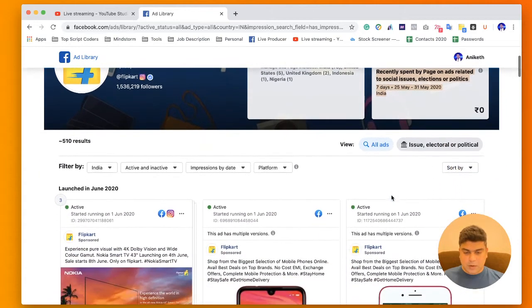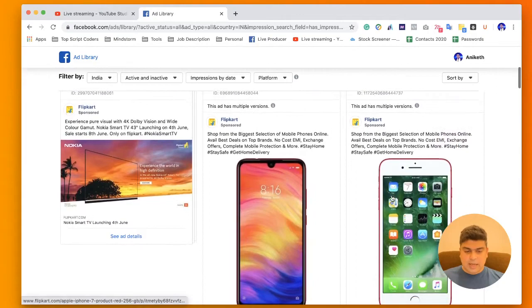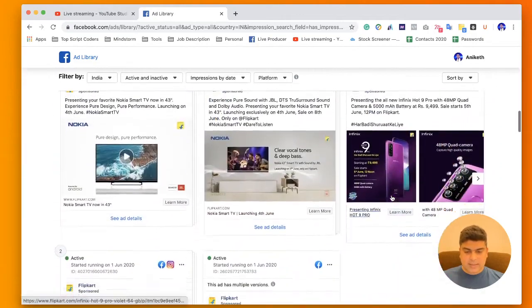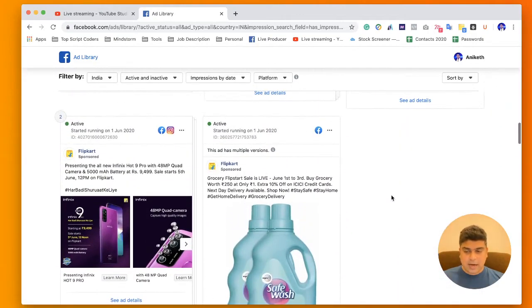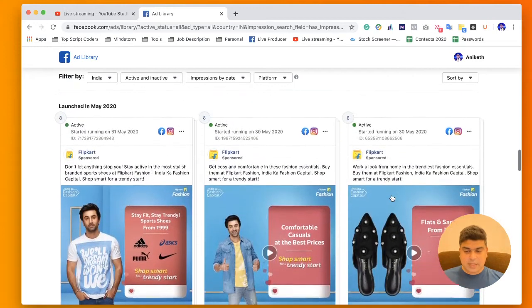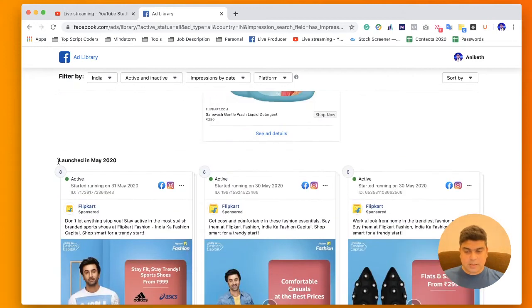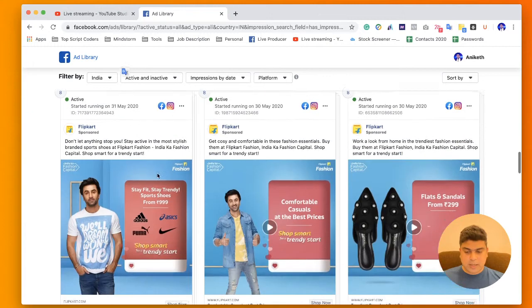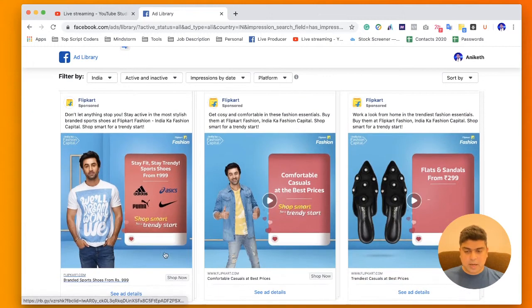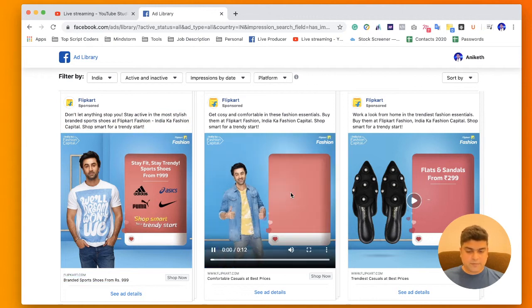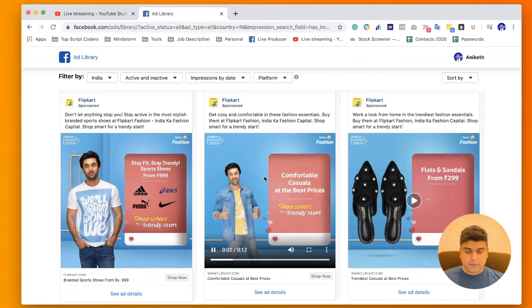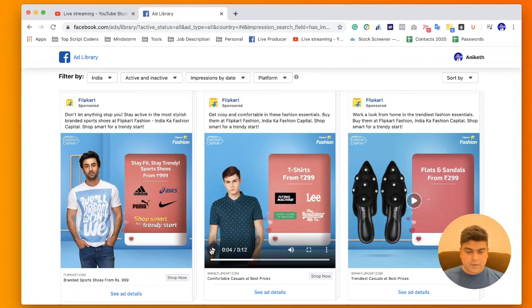When you go below, you will see a variety of ads that they run, right? These are their active ads and past ads, and you will be able to see these as well. You can see here, these were launched in May 2020. So you know what kind of ads they had in May 2020 and what they were focusing on. You can also see the kind of copies they have put, and what kind of ad it is. In this case, it's a video. You will be able to play videos right from this platform.